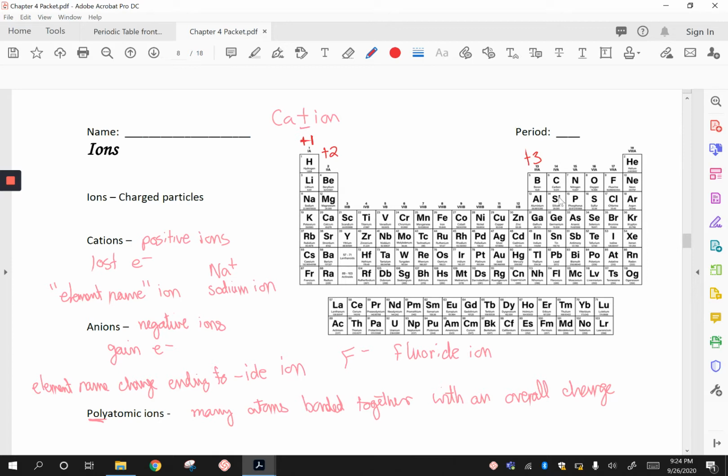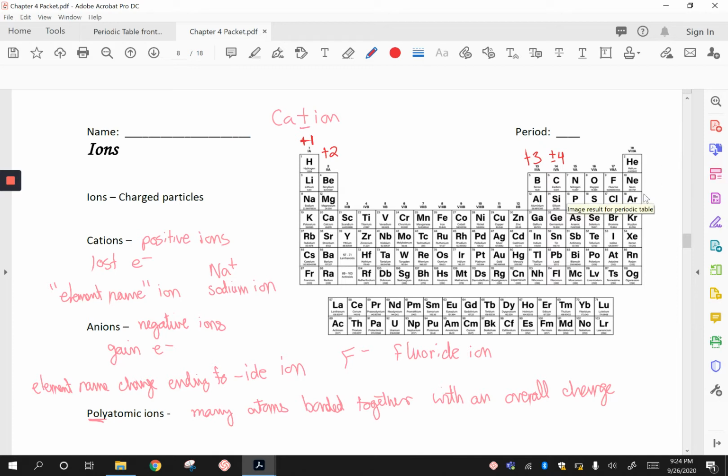Carbon family, so carbon, silicon, germanium, tin, lead, and so on. Those have 4 valence electrons. So if you lose 4 or gain 4, it's just as easy, right? So they are either plus or minus 4. We'll talk more about that later. Usually if it's a metal, it will lose to become positive. If it's a non-metal, it usually gains to become negative.